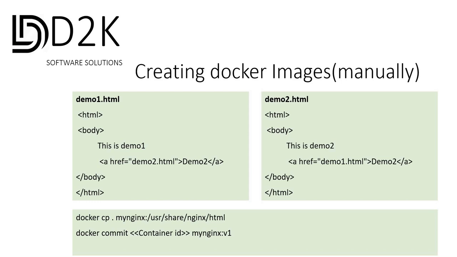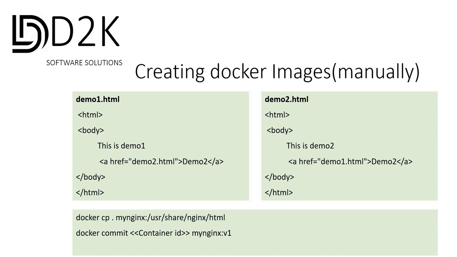Today's session we are going to cover creating Docker images through Docker CLI and Dockerfile. In the first demo I'm going to cover creating Docker images through Docker CLI. In the demo I'm going to use demo1.html and demo2.html. These two HTML files I'm going to copy into my Nginx container into this path /usr/share/nginx/html. Then I will commit and create a new version of the image.